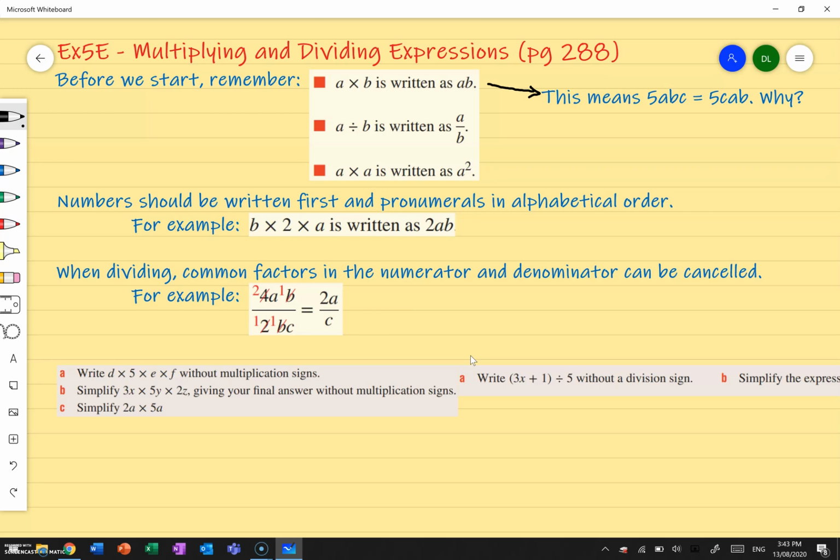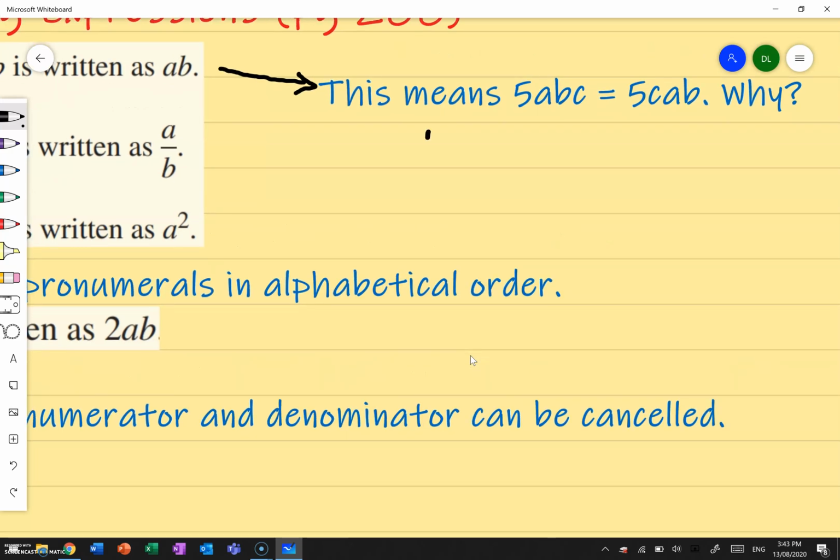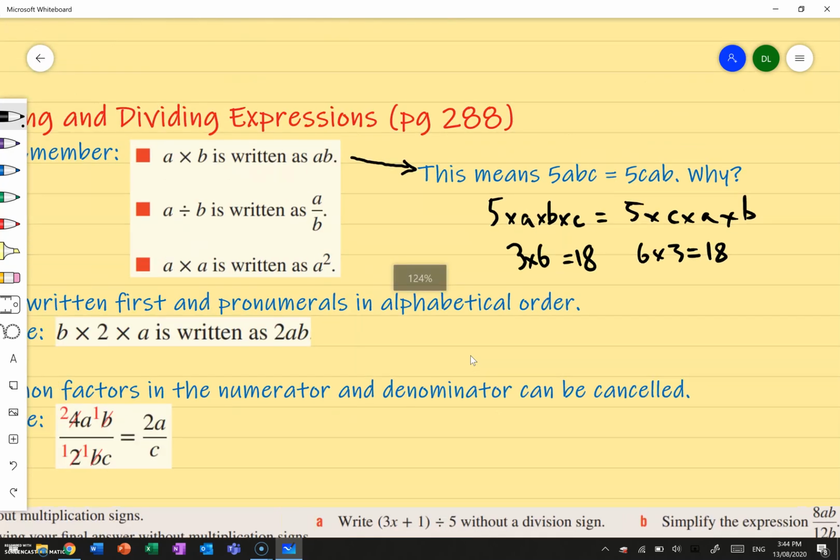Now the question is, why is that? We can explain that because 5ABC actually means 5 times A times B times C. And that's the same as 5 times C times A times B. Reason being, if I, for example, have 3 times 6, that's going to be 18. But 6 times 3 is also 18. So when we multiply, it doesn't matter what order we multiply.